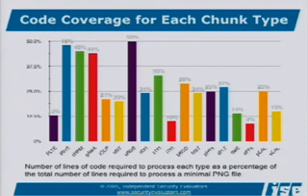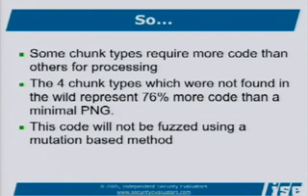And this graph is just supposed to show you that there are different amounts of code used to process each of the different chunk types. The odd measure that I used was the number of lines of code required to process each, as a percentage of the number of lines required to process a minimal PNG. It's a mouthful, and if you want to know why I chose that, please see me afterwards, but I'm running out of time. All right, so some chunk types require more code than others for processing.